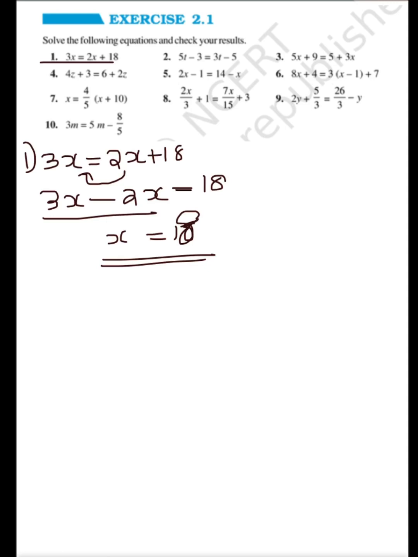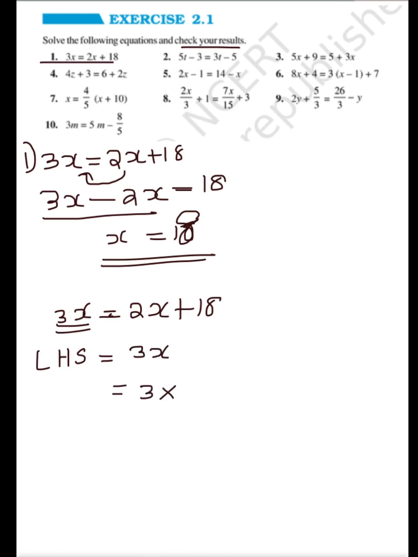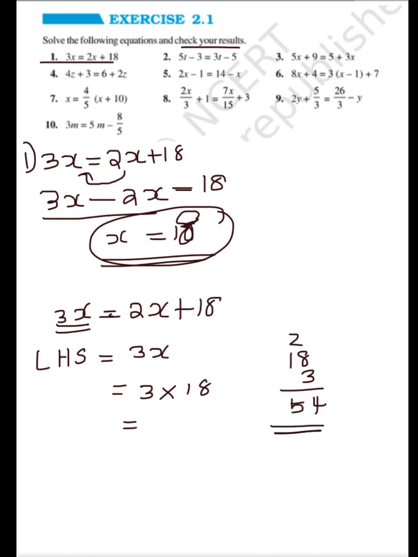Okay, now let's check. You have to check your result. Okay, how can you check it? Our question is 3x equals 2x plus 18. So you have to check both LHS and RHS. So first let's check LHS. What is LHS here? It is 3x. So LHS equals 3x, which is equal to 3 into what have we got? We got 18. So 3 into 18. What is 3 into 18? You can see that it's 54.